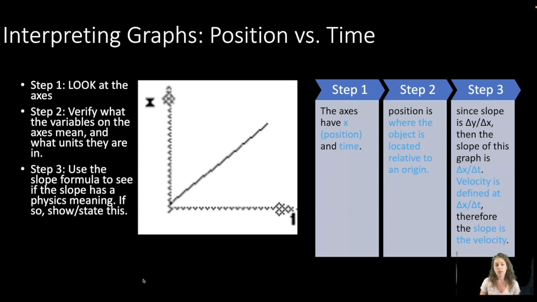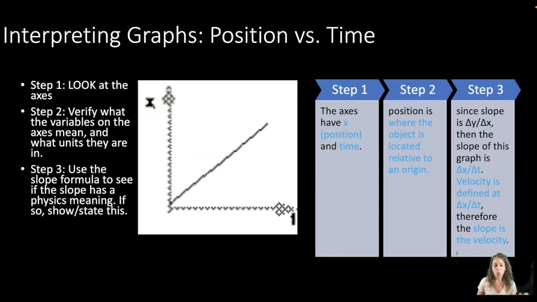So let's go through an example. Here is a position versus time graph. On the x-axis we have time. On the y-axis we have the x position, which means it's moving horizontally. The graph itself is a straight but diagonal line. What do the axes say? Make sure we know what that means.